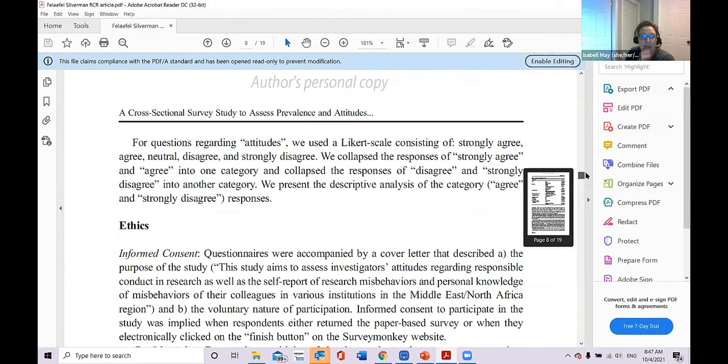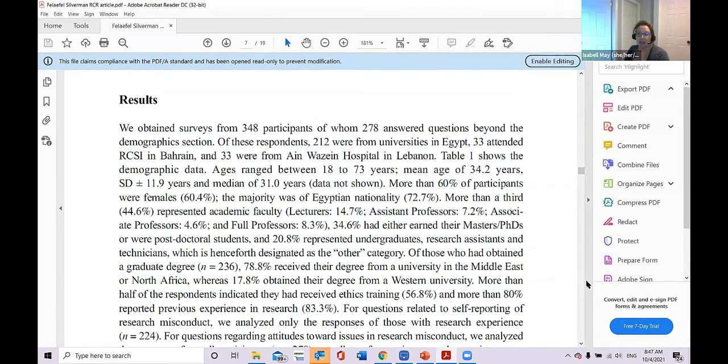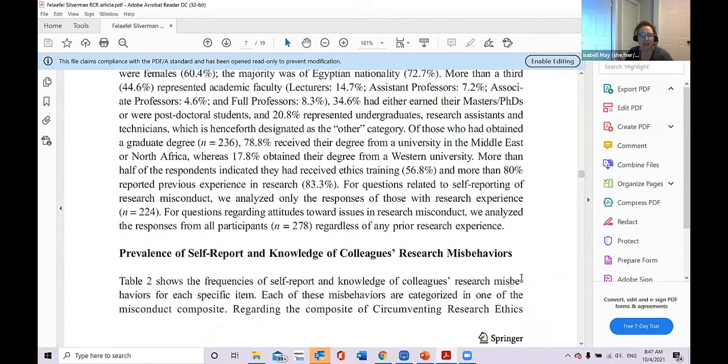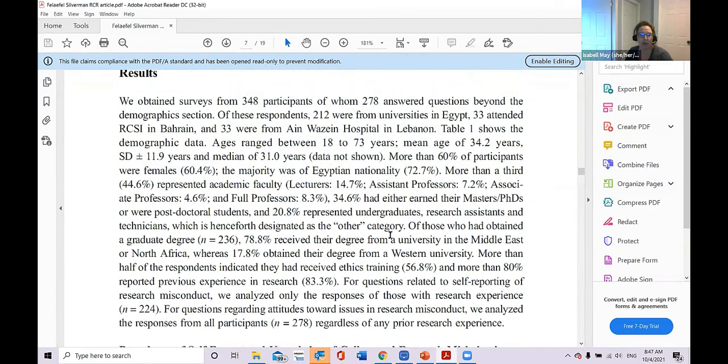So take a look at the results section and tell me what you see. Don't spend too much time reading all the detail. Just look at it like, okay, what is reported initially? What kind of tables and figures? Are there any subheadings? And if you want to unmute yourself or just put any observations in the chat, please do so. I'll give you a moment to do this.